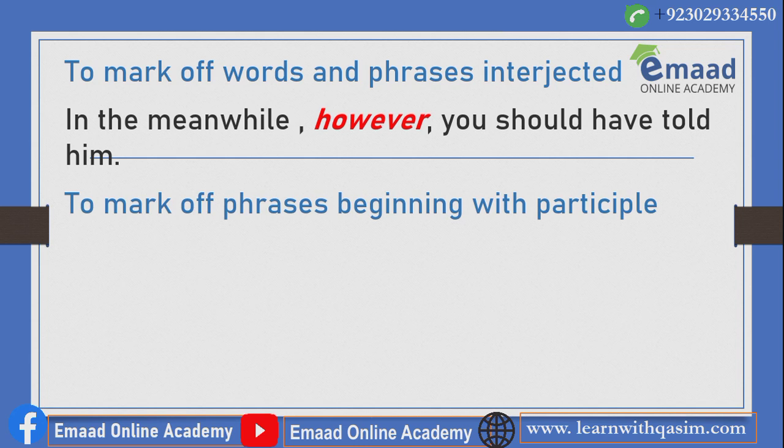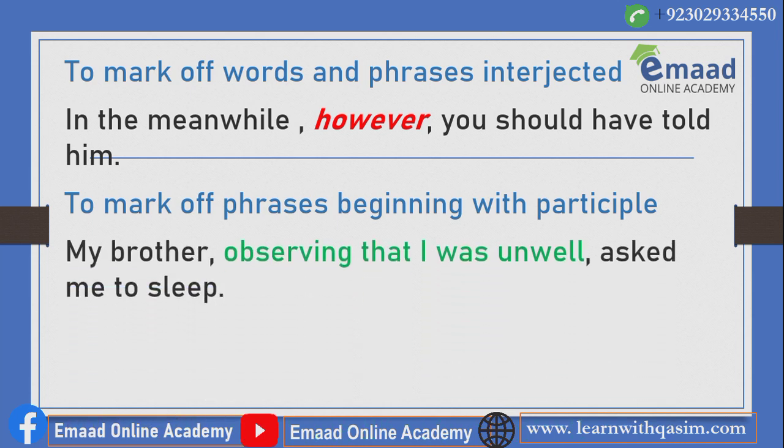We also use a comma to mark off phrases beginning with a participle when a pause is required in the reading. For example, my brother, observing that I was unwell, asked me to sleep. Now, this phrase, this whole clause, begins with the participle observing. So we want to make this type of phrase or clause separate when it begins with the participle.